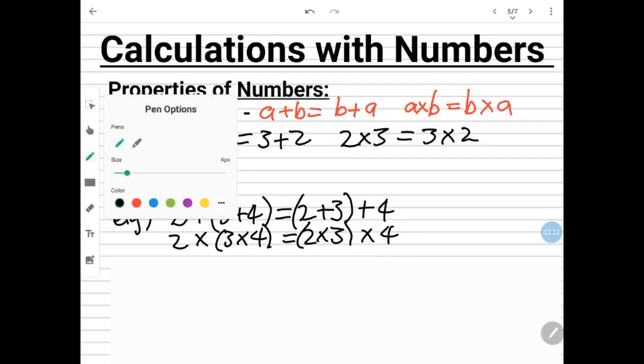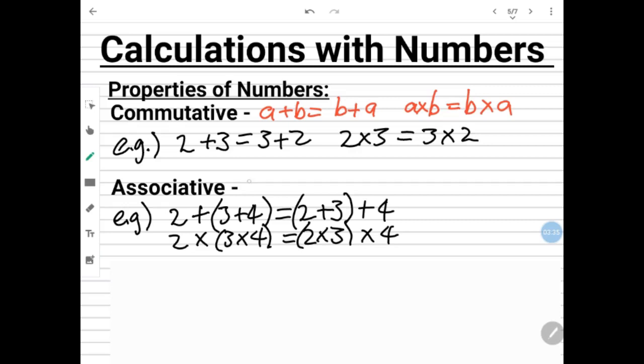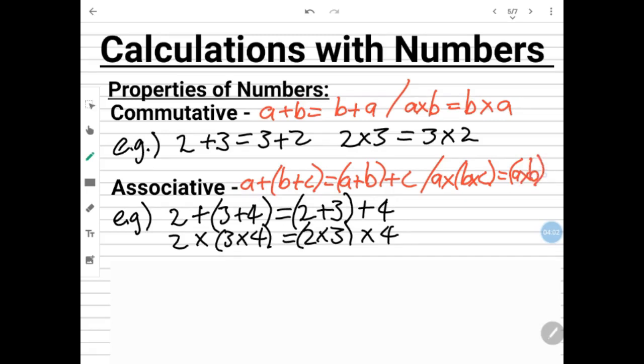Right, so the rule for this one would be A plus B plus C is the same as A plus (B plus C). Alright, that's for addition. And for multiplication, let's do that. For multiplication, it's A times B times C is the same as A times (B times C). Right, that's the associative property.